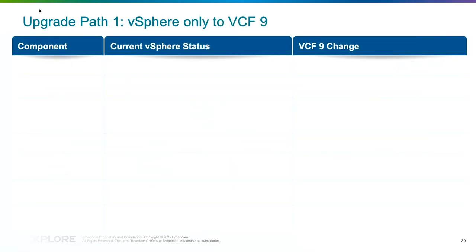We'll now look at the simplest of paths, where we're assuming that there is an environment that only has vSphere, that means vCenter and ESX, and none of the other products. So we're going to talk through what happens when you have a certain feature or a component that is in a vSphere deployment, and what happens to it as it transitions or moves to VCF 9.